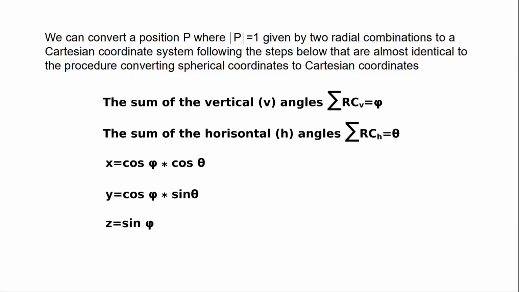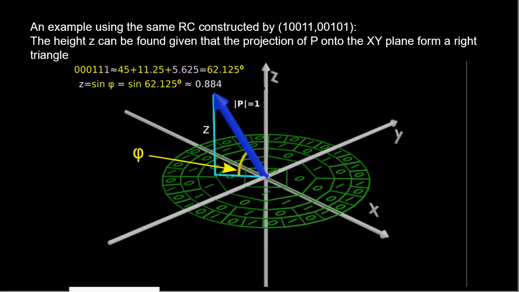We can convert a position P where the absolute value of P is 1 given by two radial combinations to a Cartesian coordinate system following the steps below that are almost identical to the procedure converting spherical coordinates to Cartesian coordinates. An example using the same RC constructed by 10011, 00101.